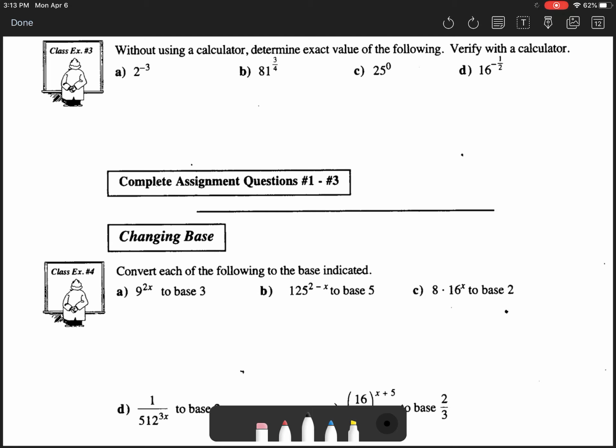Next group of questions. Without using a calculator, so no calculators, determine the exact value of the following. Now they can ask you to verify with the calculator, but again, we're super smart. We don't need to do that. Okay, we are going to be correct.